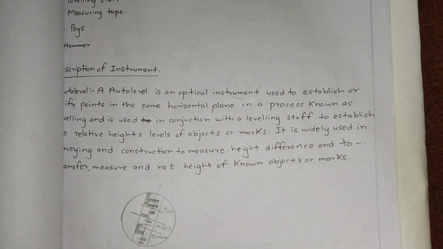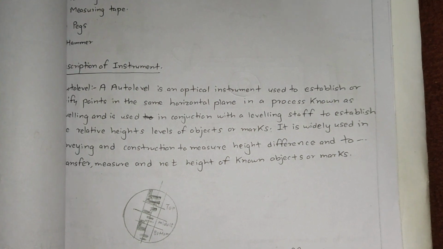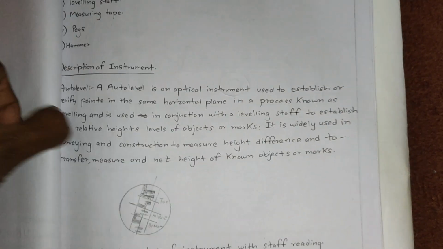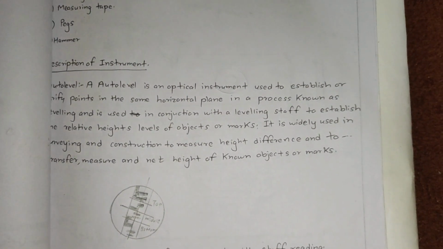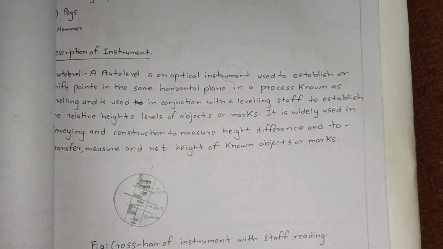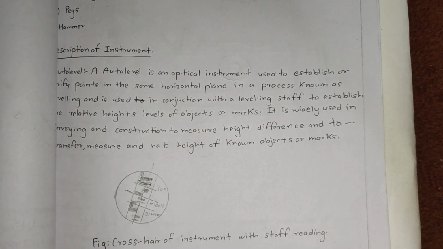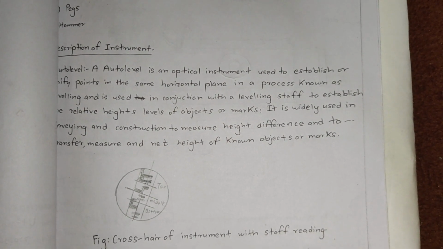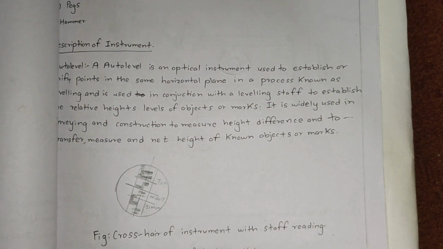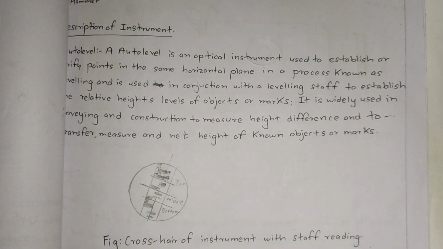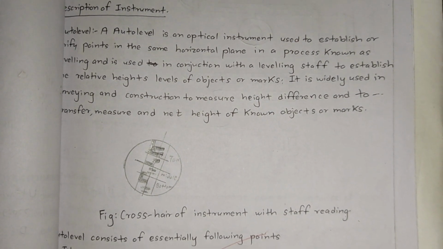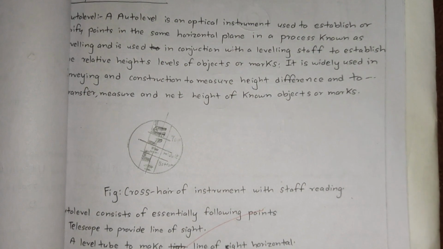Auto level is an optical instrument used to establish or verify points in the same horizontal plane in a process known as leveling, and is used in conjunction with a leveling staff to establish the relative height level of objects or marks. It is widely used in surveying and construction to measure height difference and to transfer, measure and set heights of objects or marks.